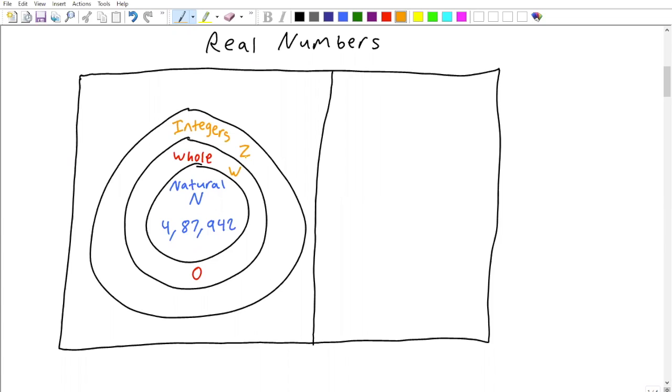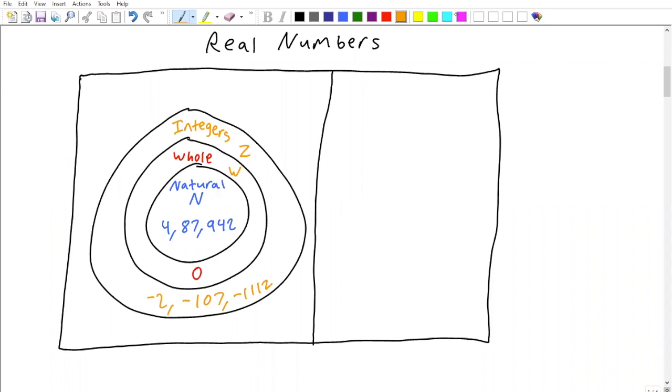Integers are positive and negative numbers. So all the natural numbers and 0, so all the whole numbers, plus any negatives. -2, -107, -1112, whatever, negative numbers. So integers include positive and negative numbers and 0.